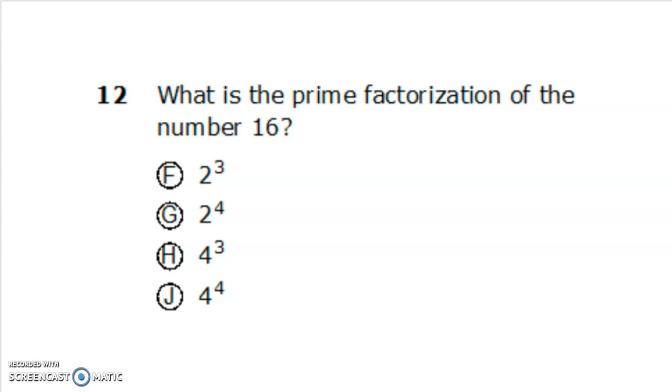Number 12. What is the prime factorization of the number 16? F, 2 to the third. G, 2 to the fourth. H, 4 to the third. J, 4 to the fourth.